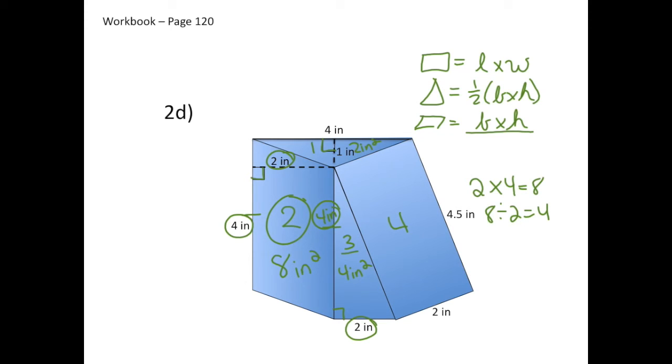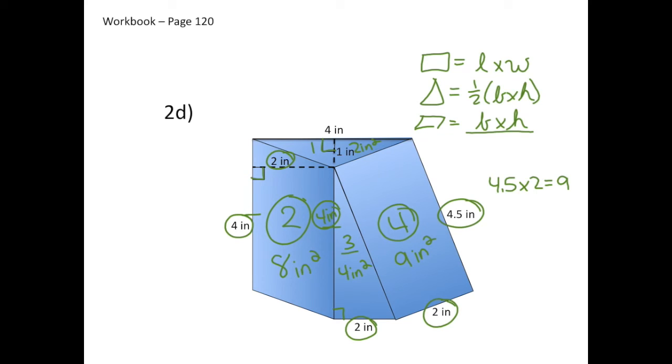Now we have one last figure to find the area of, and that's my rectangle, which means I'm going to be using the formula length times width. I see here that my length is labeled 4.5, and here that my width is labeled 2. So 4.5 times 2 equals 9. So the area of figure 4 is 9 inches squared.